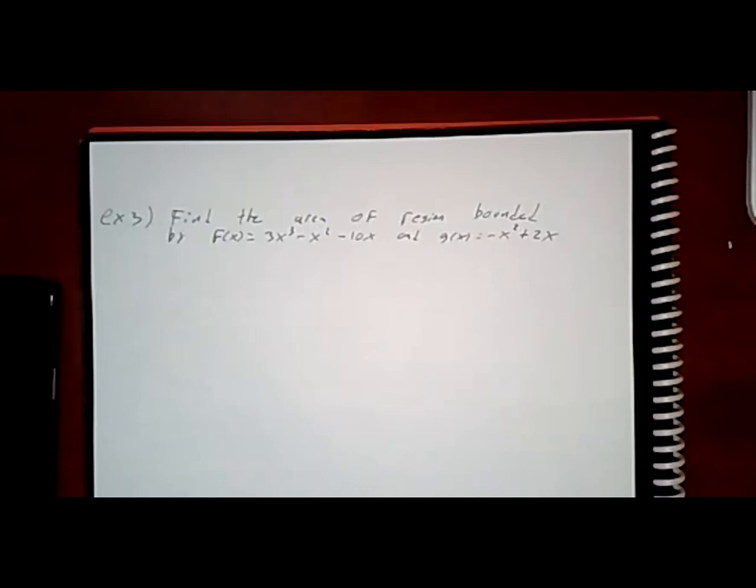Do we get to use Desmos on the test? Yeah, I will turn it on. I just gotta make sure it's on before you guys take it. But it should, I will, sure. 3x cubed minus x squared minus 10x. Okay.